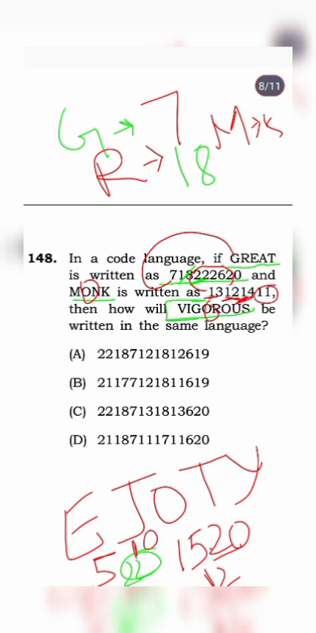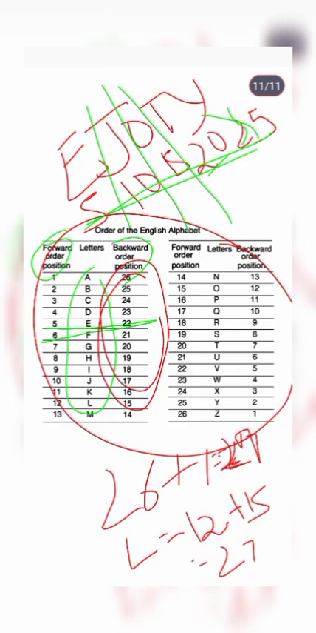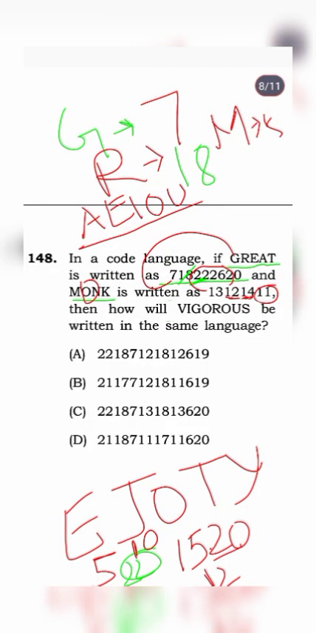Okay, now we will move towards the answer one. See here it is VIGOROUS. What we have observed here, the vowels, that is A, E, I, O, U, they are going towards the reverse position. They are going in the backward order position, A, E, I, O, U. So here we will simply do that. V, what is the number of V? T, U, V. T is 20, then V will be 22. Here is 22, here this will be struck off.